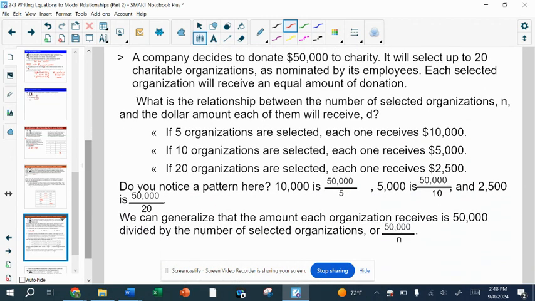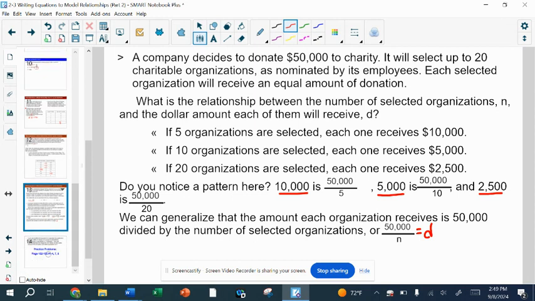If a company decided to donate a certain amount to charity, and it'll select up to 20 different organizations, and I wanted to know how much money they were going to donate to each organization, well, if it was $50,000 and I divided it into 5 different charities, they would each get $10,000. Or if there were 10 different charities, they would only get $5,000. And if there were 20 charities, they would only get $2,500. But if I wanted to write this so that it could be used for any situation, the amount that they would receive, this should be equal to D. The dollars that they would receive would be 50,000 divided by the number of charities that they chose.